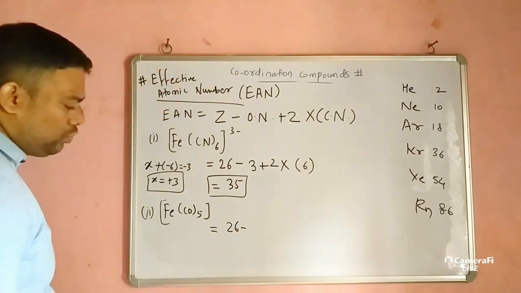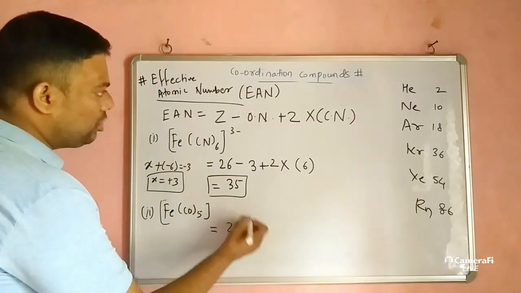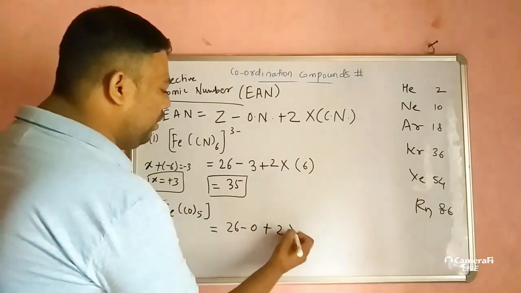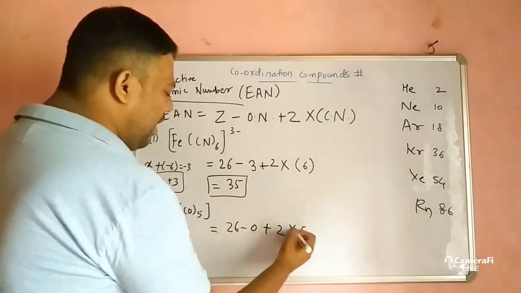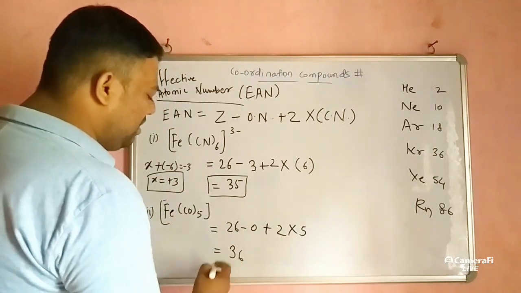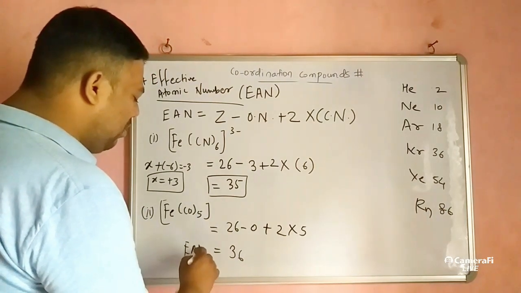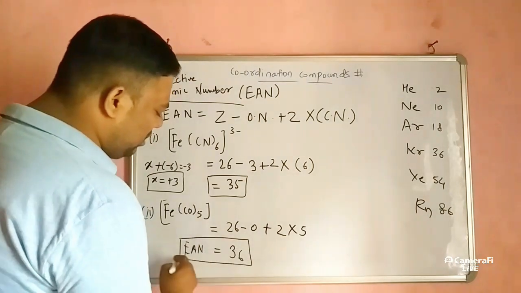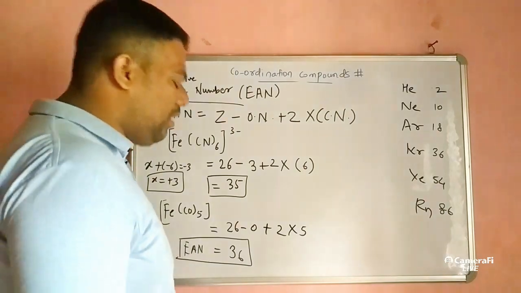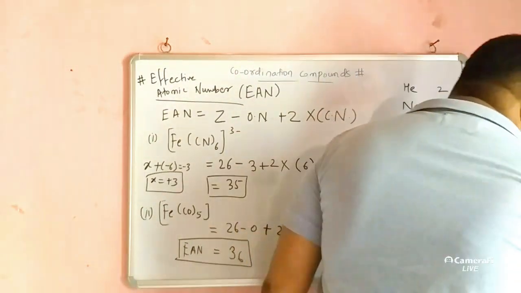Pentacarbonyl iron, zero. There is no charge on this carbonyl, therefore the iron oxidation number in this complex is zero, plus 2 into coordination number, how much? 5. Yes, so 26 plus this 10 is 36, which means it is stable. So the EAN for this complex is 36. I hope you understood this whole part. Understood?